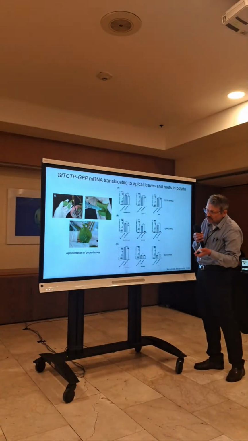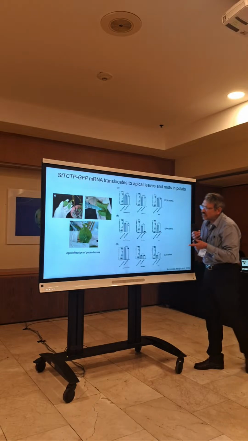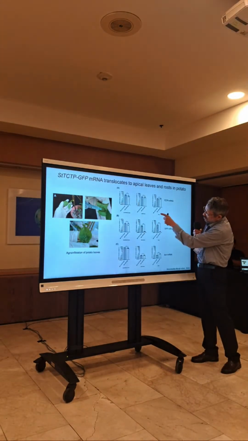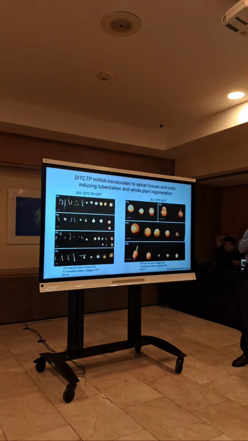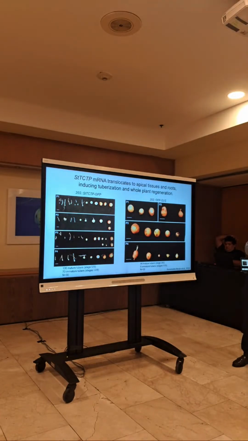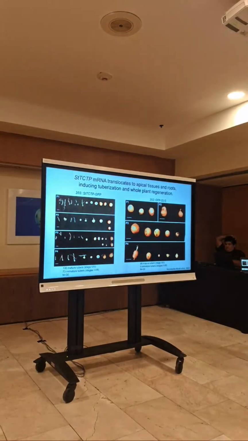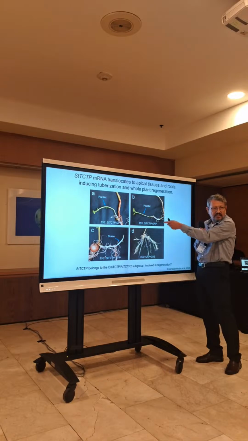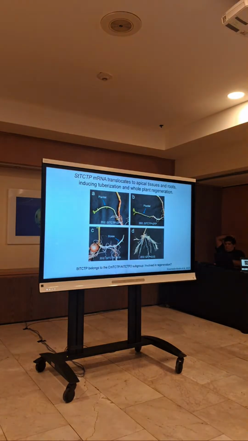So we have agroinfiltrated these potato plants with these constructs, and we found that the RNA also moves long distance to the apex, and, as you can see, to the roots. And interestingly, when it moves to the roots, it induces formation of immature tumors compared to the control. And it also induces the generation of stolons and plantlets in the roots. So it means it behaves like TCTP2.